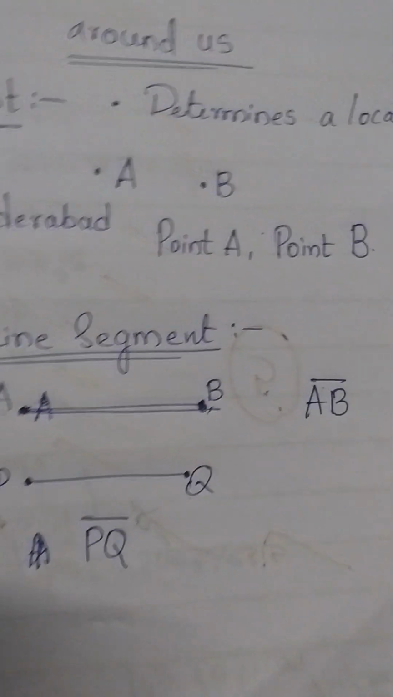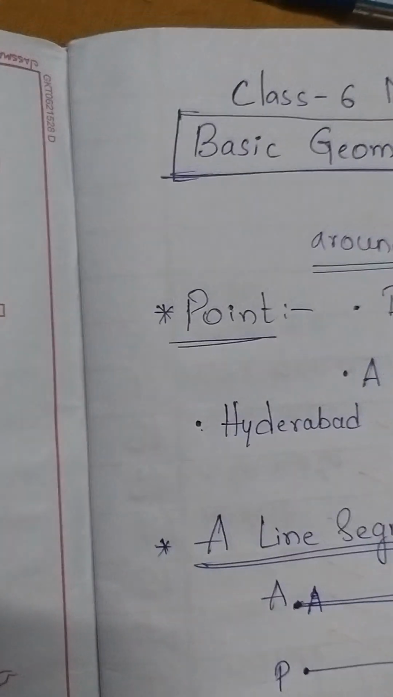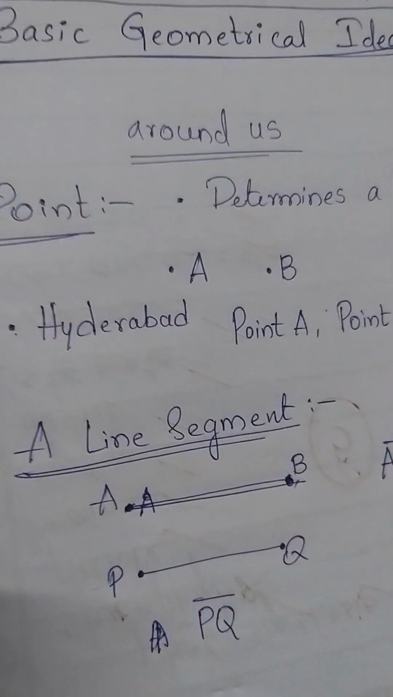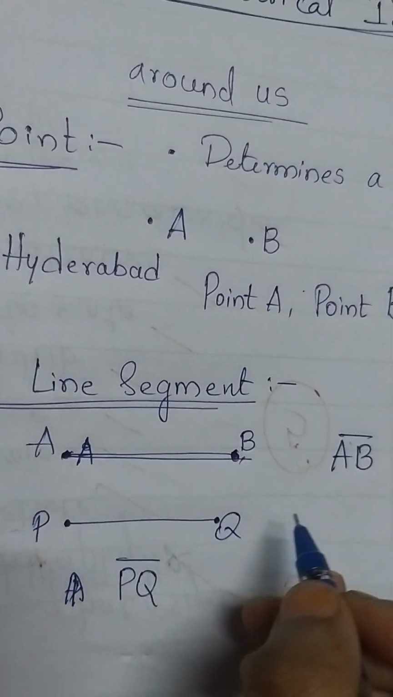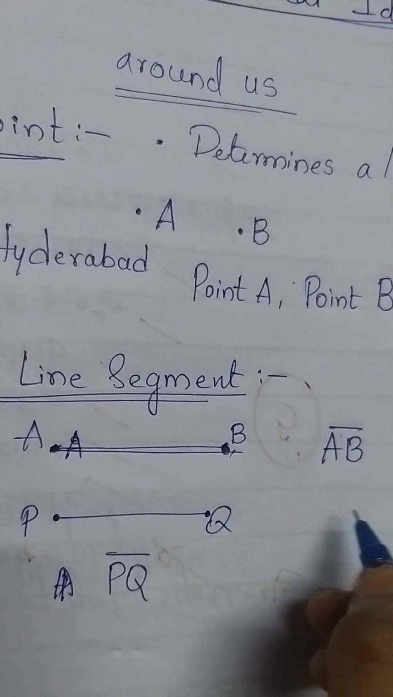Next I am going to show what a line is. What is the difference between a line segment and a line? A line segment has two endpoints. No extended line goes on long through. Now I will show what a line is.